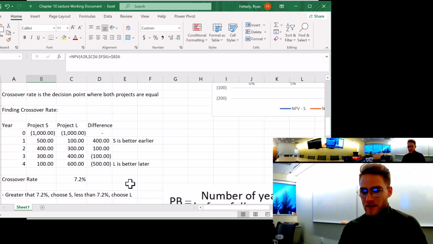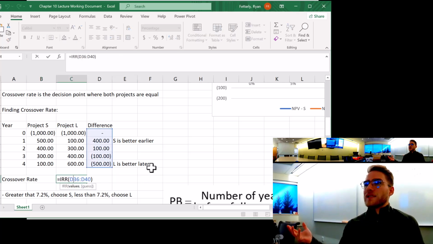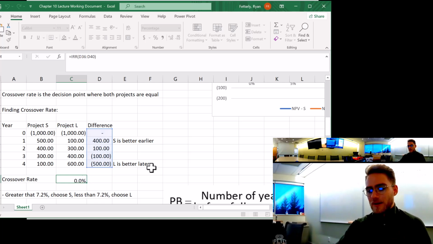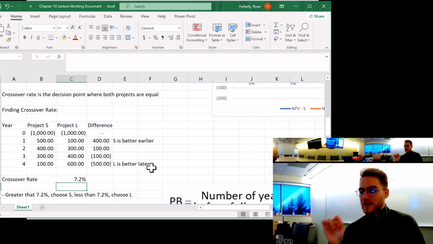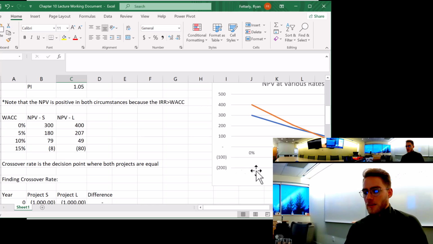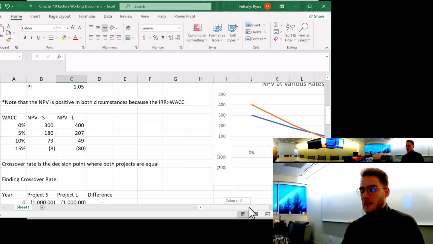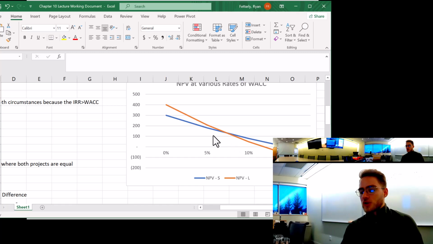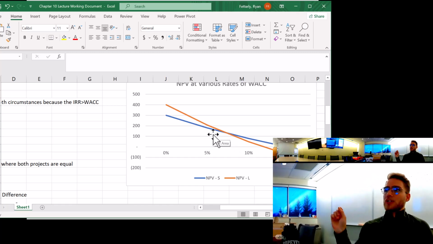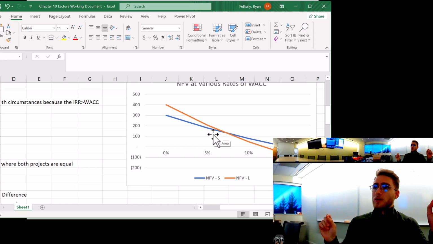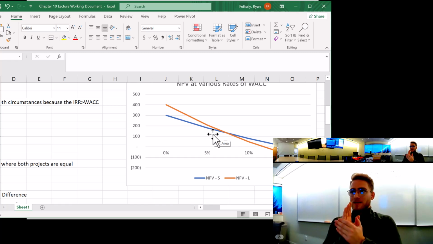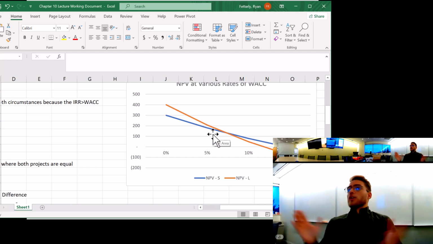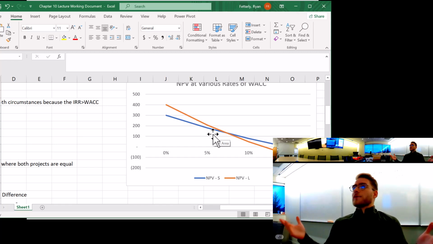We very simply can calculate this crossover rate over here at 7.2%. It's just the internal rate of return of the differences in the cash flows, but I'll show you that a little bit later. But anyways, it's 7.2%, right? And at a 7.2% discount rate, this is when project S becomes more attractive than project L. So after 7.2, you're picking project S. Before 7.2, you're picking project L. And right at 7.2, the projects are basically worth the exact same, right? You're not picking either one. You don't care. You pick one or the other. It doesn't make a difference.